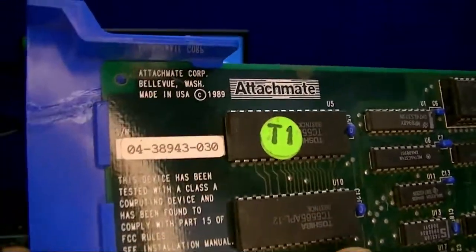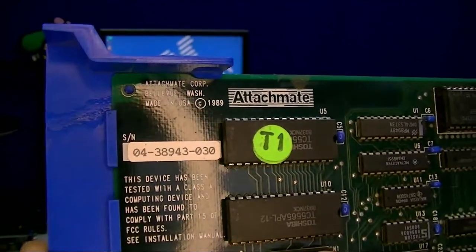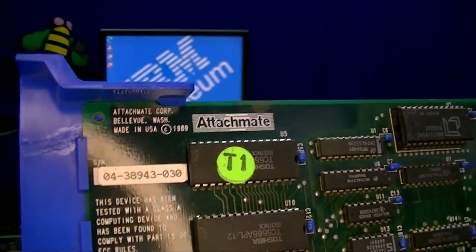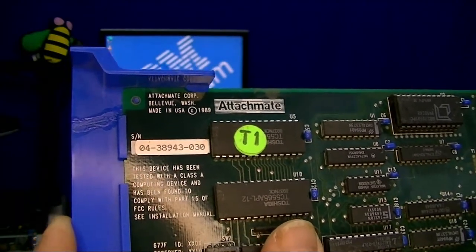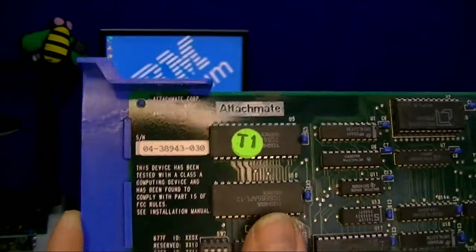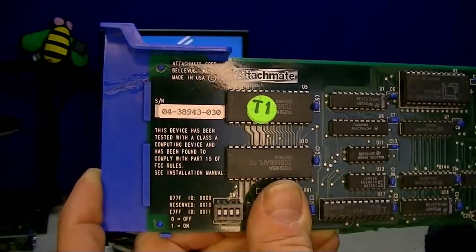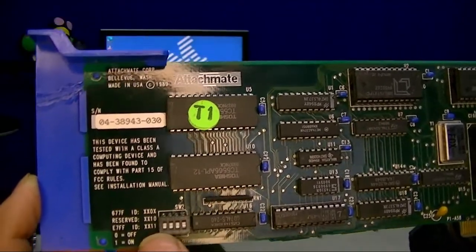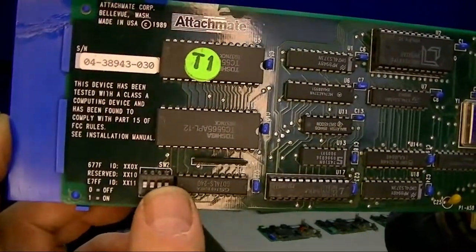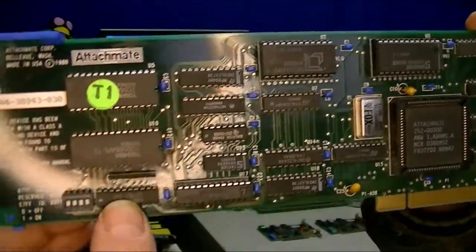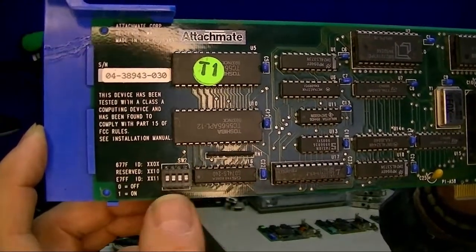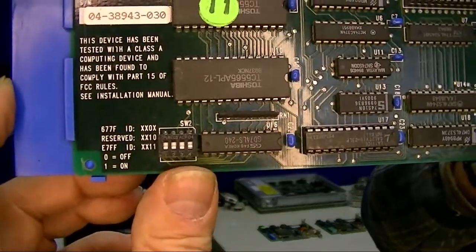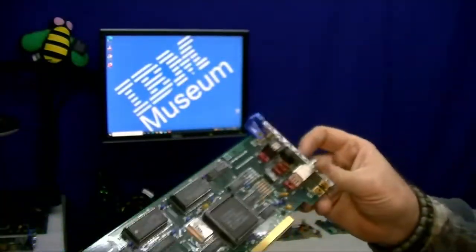So all these boards are marked as the Attachmate Corporation in Bellevue, Washington, and that's Washington State, made in USA 1989. And the Attachmate logo, this has the serial number, and even for a microchannel board, it does have some of the physical switches on there. And it kind of masquerades a little bit at one of the IO addresses. That E7FF is effectively the same as the IBM coax adapter.